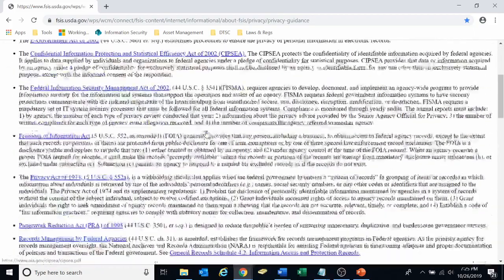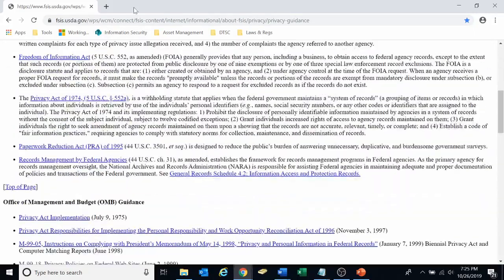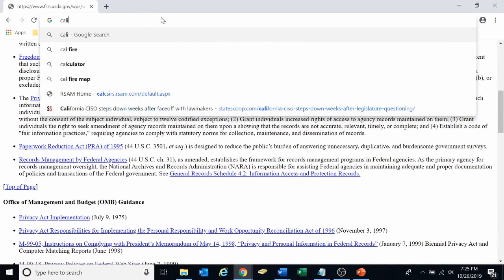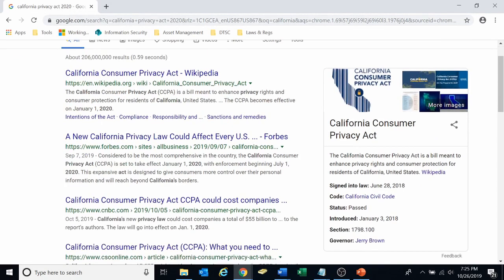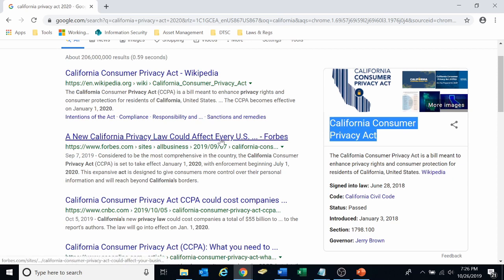I do not see California's latest. The California Privacy Act 2020 goes into effect on January 1st. But essentially, this specific policy is what makes us different than every other state. We are the leaders of privacy in all the United States.